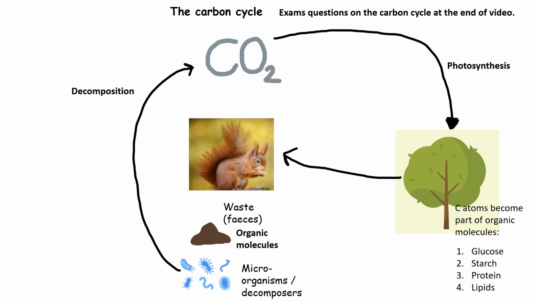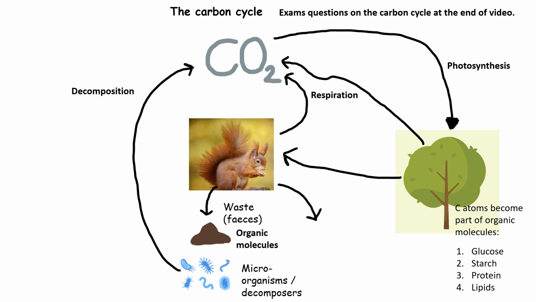Next, animals will feed on the plants in order to gain the glucose, the starch, the protein, or the lipids. And they'll break down some of these organic molecules to release energy via respiration. In doing so, they will release the carbon atoms as waste carbon dioxide gas. Let's not forget that plants also respire and release carbon dioxide when they release energy. And we go back in a cycle here because the animal can release organic molecules via its waste, or the animal and plant die. And during death and decomposition or decay by microorganisms, the carbon atoms from those organic molecules are released again as carbon dioxide. So it's a cycle, the carbon cycle.